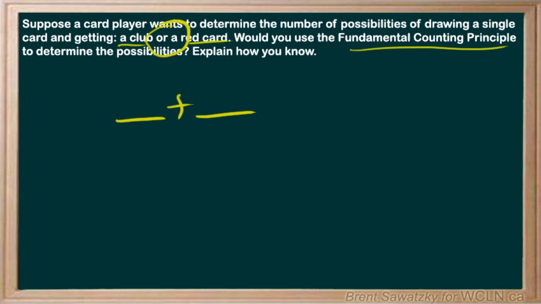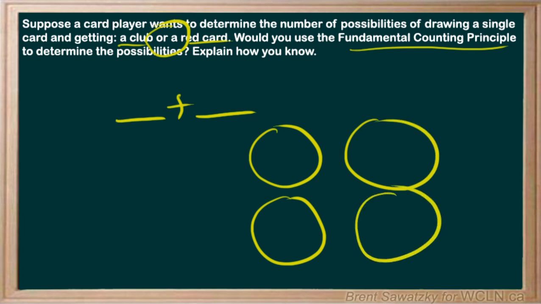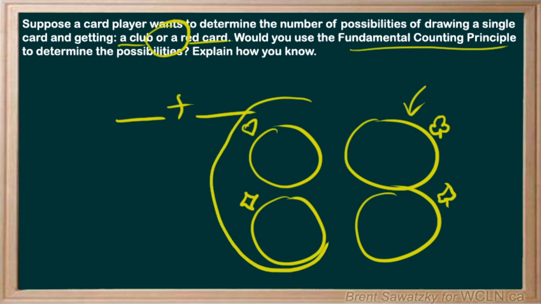Let's just see if we can figure out what the number of possibilities are. So let's just think this through. We're talking about clubs and red cards, so it might be easiest to split that deck up into 4 areas. So let's say we have hearts, and we have diamonds over here, and we have the clubs, and we have spades. Whoops, that's kind of a crummy spade. Okay, now, so the clubs are over here, and the red cards, well, that would include all of these.